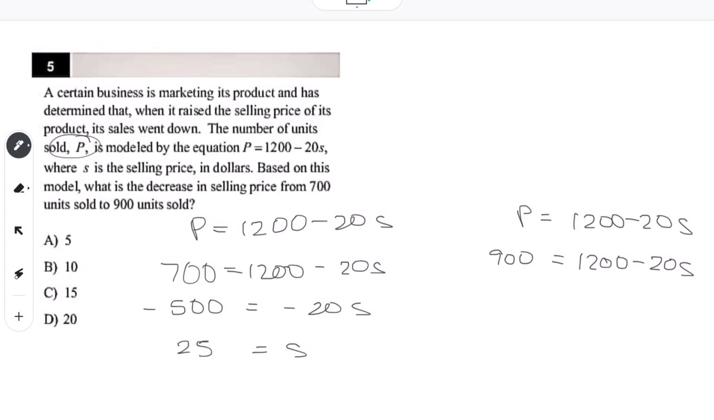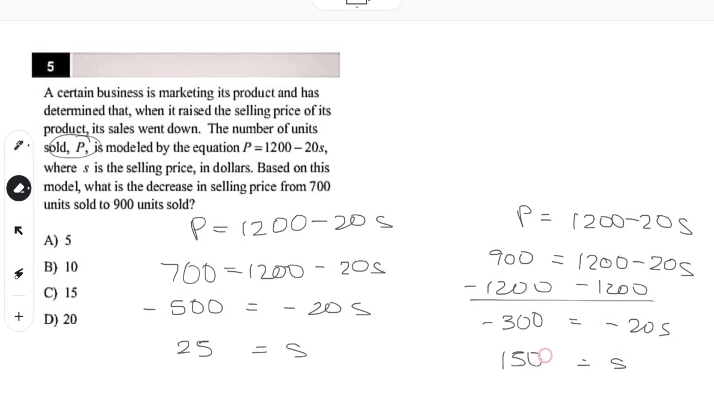Now we do the same thing and subtract both sides by 1200 on this side. So we get negative 300 is equal to negative 20s. So therefore, s is equal to 15. So therefore, when we subtract these two, 25 minus 15, this gets us 10.